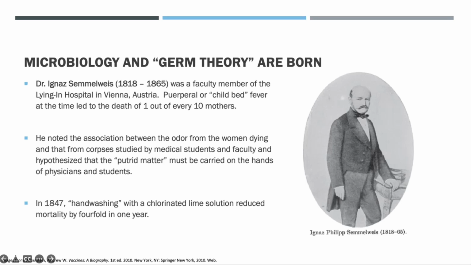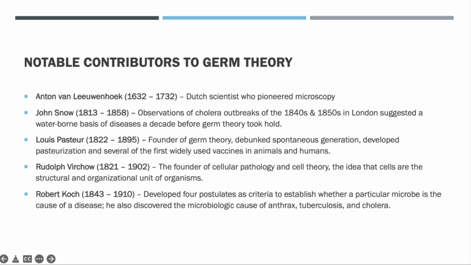He hypothesized that there was a putrid matter, as he called it, that was transferred on the hands of the physicians and students, and was possibly a cause of this condition. In 1847, he used a chlorinated lime solution and had the students and faculty use this in between patients. That year, there was a 4-fold decrease in mortality. Despite that, his contributions really weren't understood until many years later.